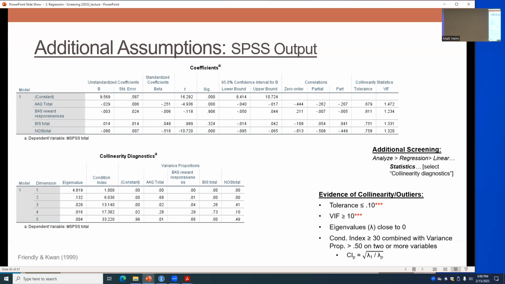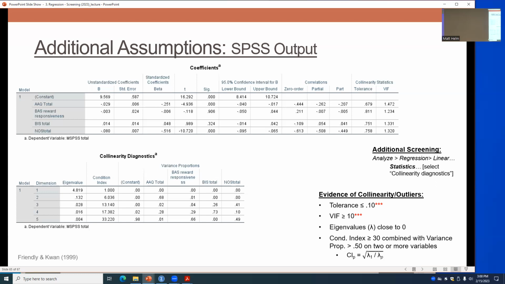But if I am looking up here, see that I have problems with tolerance or my VIF, and I look at my correlation matrix and I'm not finding things that look overly correlated or problematic, collinearity diagnostics are a way to go down through and start to see. Because what I might find is, let's say, AAQ is 0.54, VAS reward is 0.66, and NOS total is 0.72. I'm like, oh, I've got some combination of AAQ, VAS reward, and NOS where the combination of those variables overlap with one another to a great degree, right?